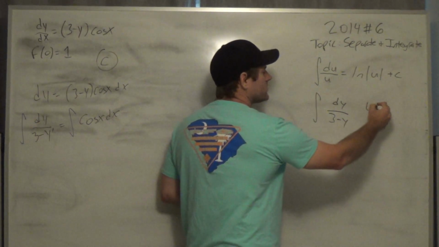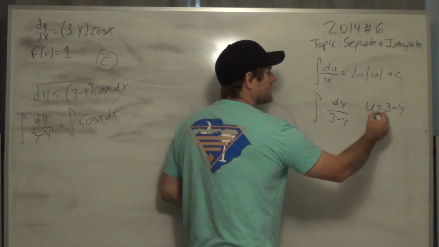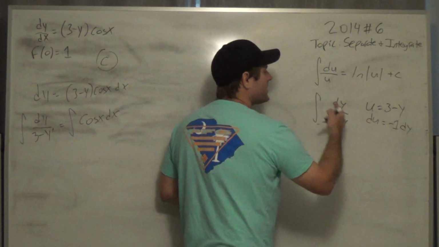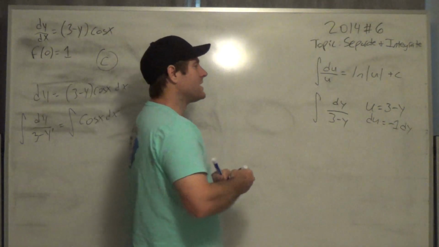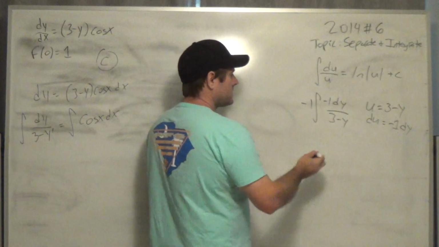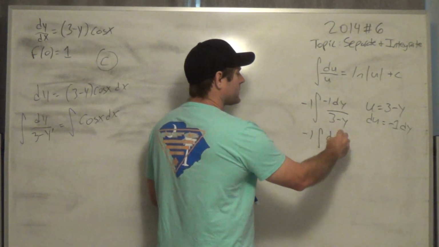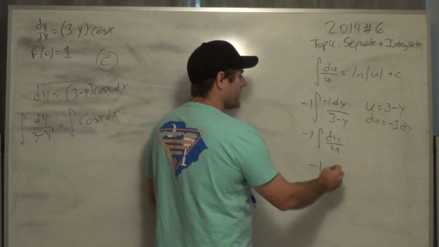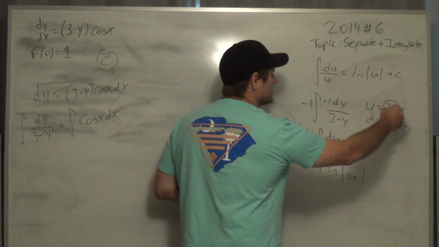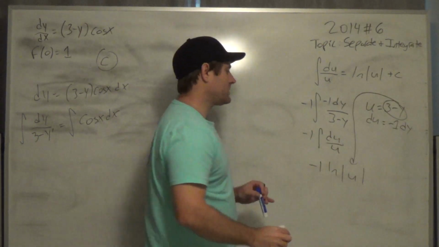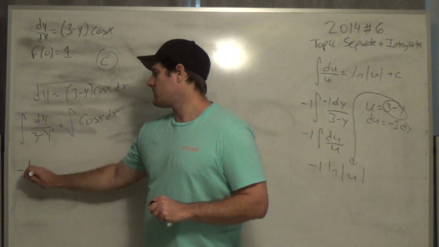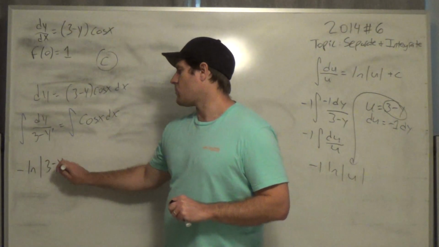my u would be 3 minus y, so my du should be negative 1 dy. I do not have a negative 1, so I need to put a negative 1 offset by its reciprocal negative 1. So now I have a negative 1, and this is perfectly du over u, so I get a negative 1 in front, and then ln of u. And of course the u gets plugged in there. So on this side, our antiderivative is a negative 1, or just a negative, ln of 3 minus y.